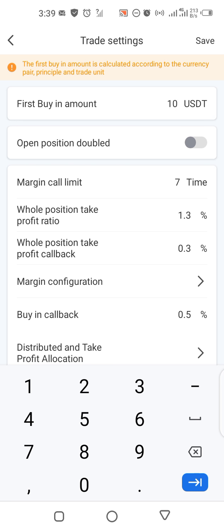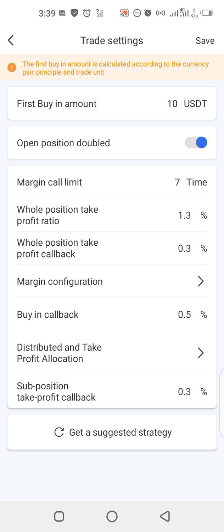Then we have what you call open position double. Now when you switch on open position double, you are doubling everything. Here you can double the profits.